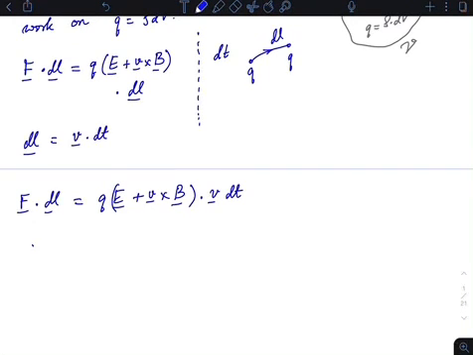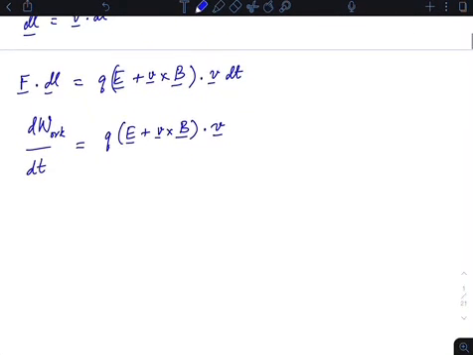Now, the left hand side is the amount of work done by this force in a time duration dt. Therefore, the rate at which work is done, that is dW by dt, is essentially equal to q times E plus v cross B dotted with v.